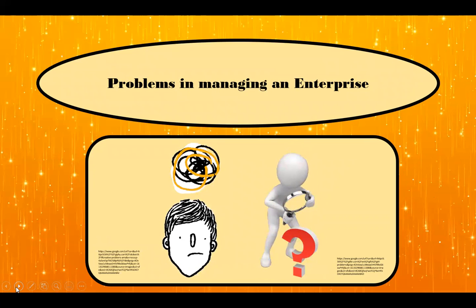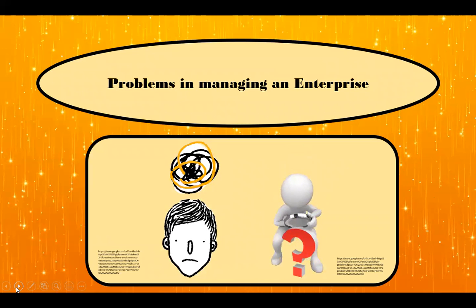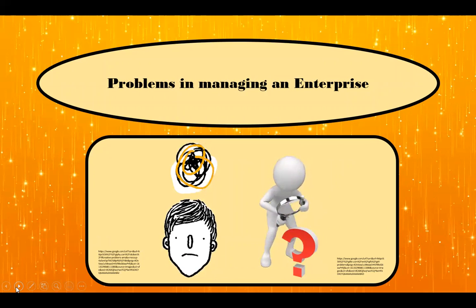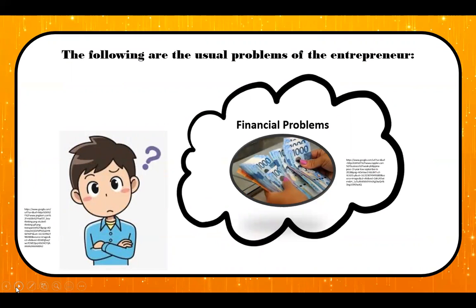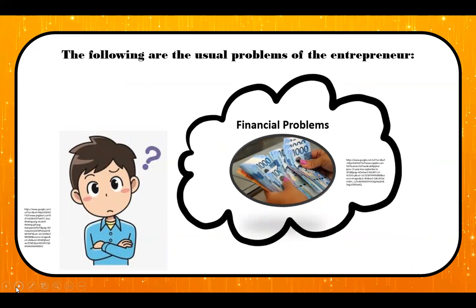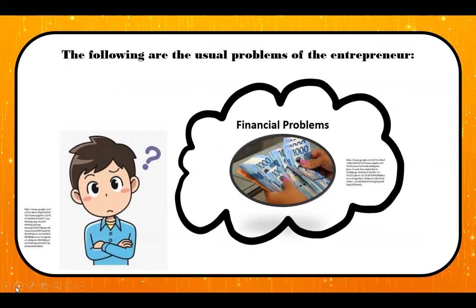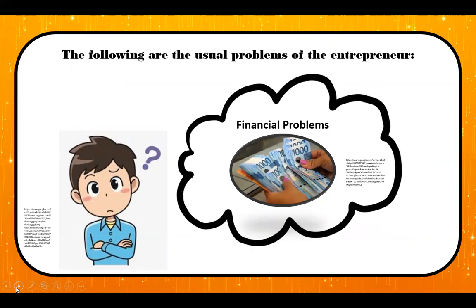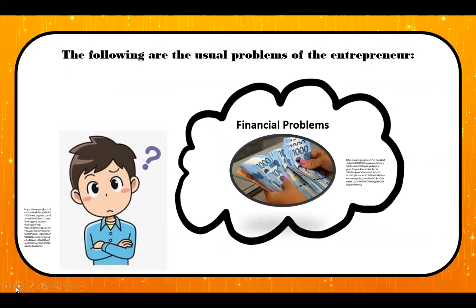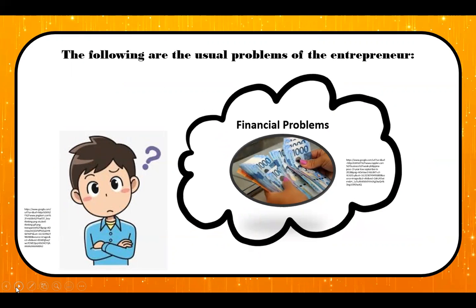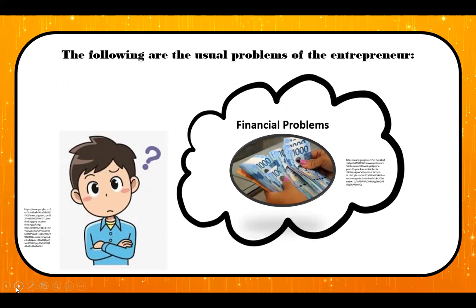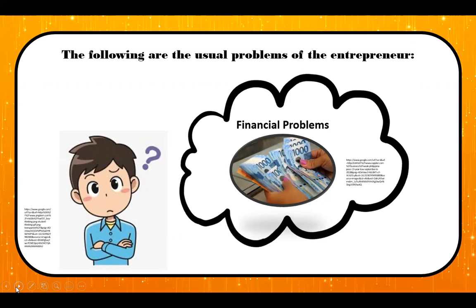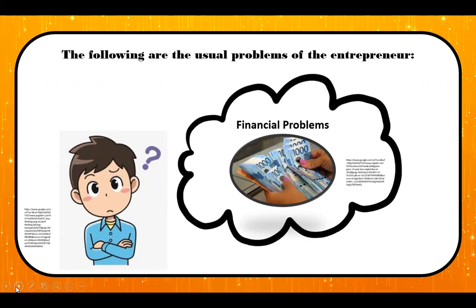So what do you think are the common problems that you might encounter as an entrepreneur? So we have here the following, which is the usual problems of the entrepreneur. The first one is financial problems. Money will become one of the most important needs in operating the business. Without proper planning and budgeting, one will end up having a deficit. He will not be able to pay his operating expenses as well as his obligations when they become due.